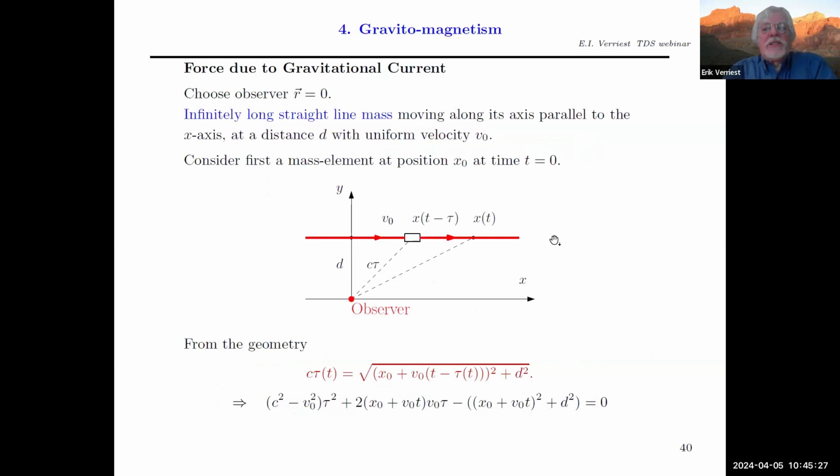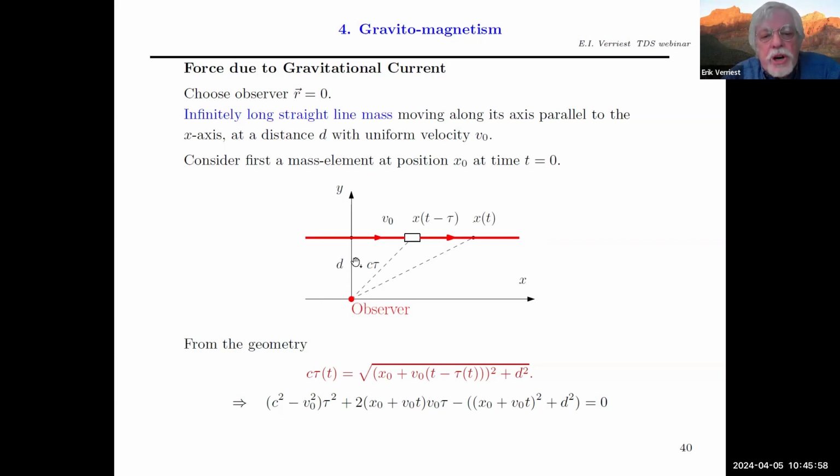Okay, so now let's look at what that implies. Let's look at the force due to gravitational current. So what do I mean by that? Well, let's assume we have an infinite, massive bar that extends from minus infinity to plus infinity. And this bar is in motion. Since it's infinitely long, you may not actually see the motion, but it just moves. So it's like a gravitational current.